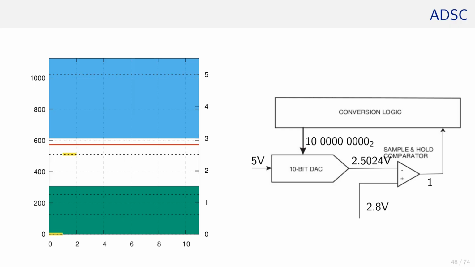Still, the input is higher, so the conversion logic moves on and sets the second most significant bit to 1. But with that, the DAC output is too high, hence the comparator returns a 0. This process continues till all 10 bits have been considered. The computed value is then made available in the ADC data register and aligned depending on the ADLAR setting that we had earlier.